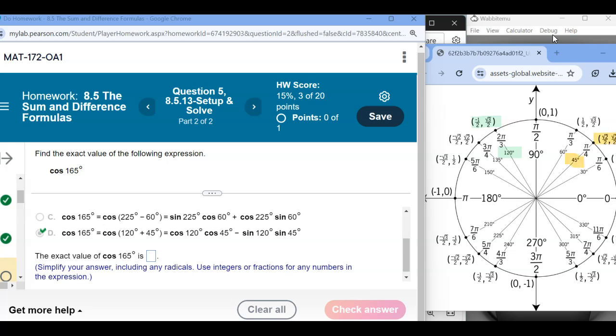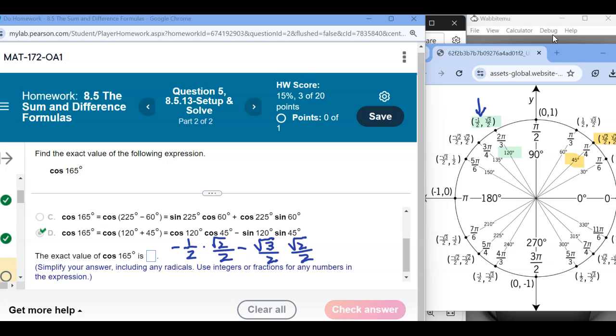So the cosine of 120 is the x-coordinate at 120 degrees. That's that negative a half. And then cosine of 45 is square root of 2 over 2. The sine of 120 is that positive square root of 3 over 2. But we are subtracting, again, because that cosine formula subtracts in the middle. And then sine and cosine are both square root of 2 over 2 at 45 degrees.